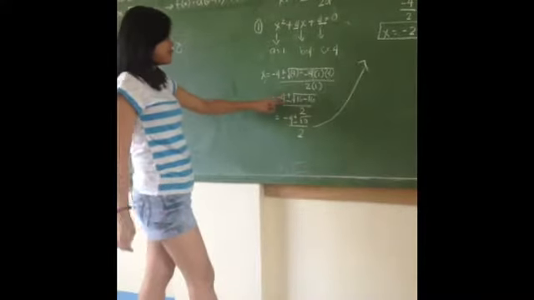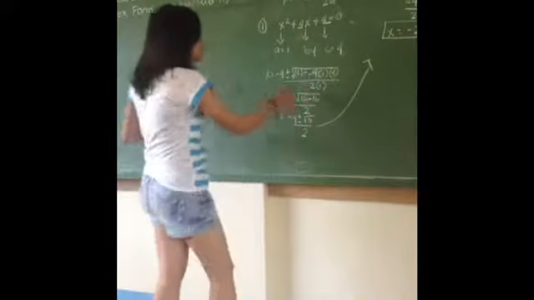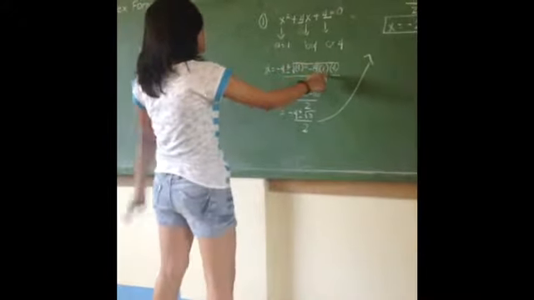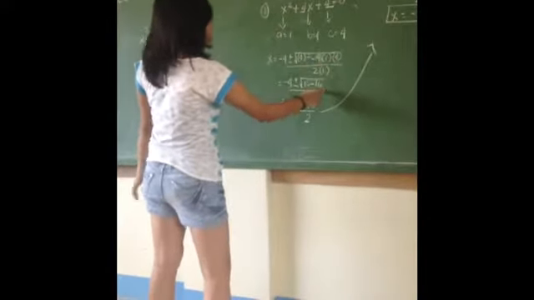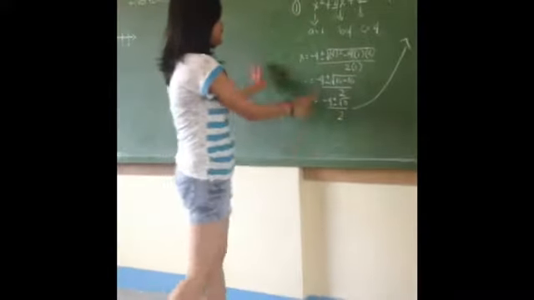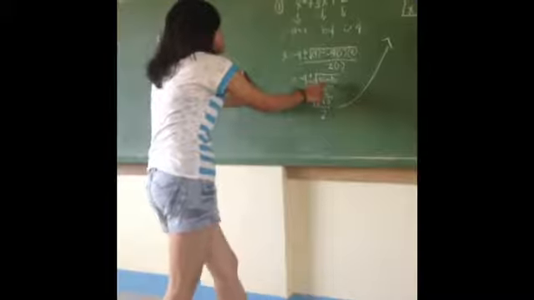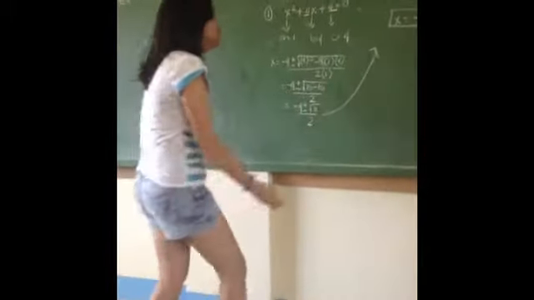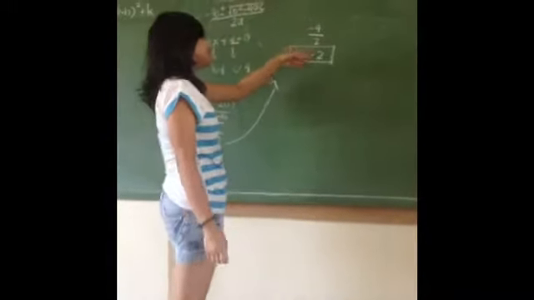-4 positive negative square root of 16 minus 16. 4 squared equals to 16. -4 times 1 equals to -4. -4 times 4 equals to -16 over 2 times 1 equals to -4 positive negative square root of 16 minus 16 equals 0 over 2. Then -4 divided by 2 equals to -2 is the answer.